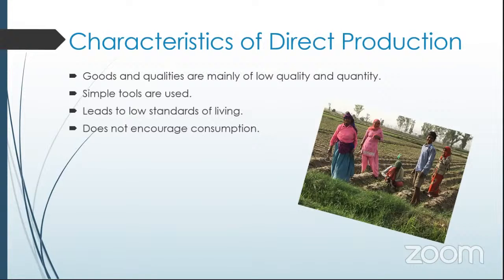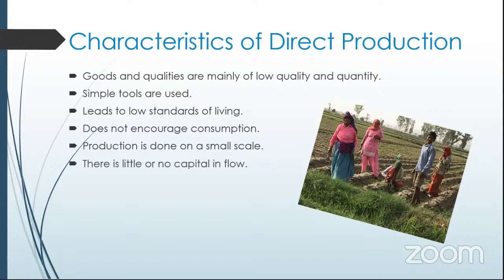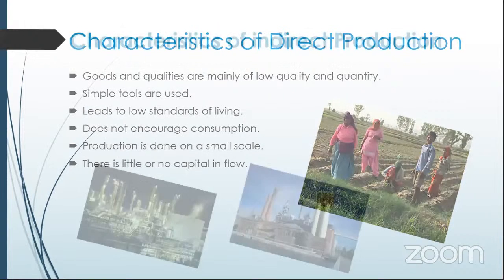I think I made a mistake. Let me just proceed. Production is done on a small scale. They tend to use small plots of land to produce. There's little or no capital inflow. They usually just get seeds from fruits around them which they can eat, and they just plant. If they do such a thing, they do not use any money, so there's no capital involved in this type of production.